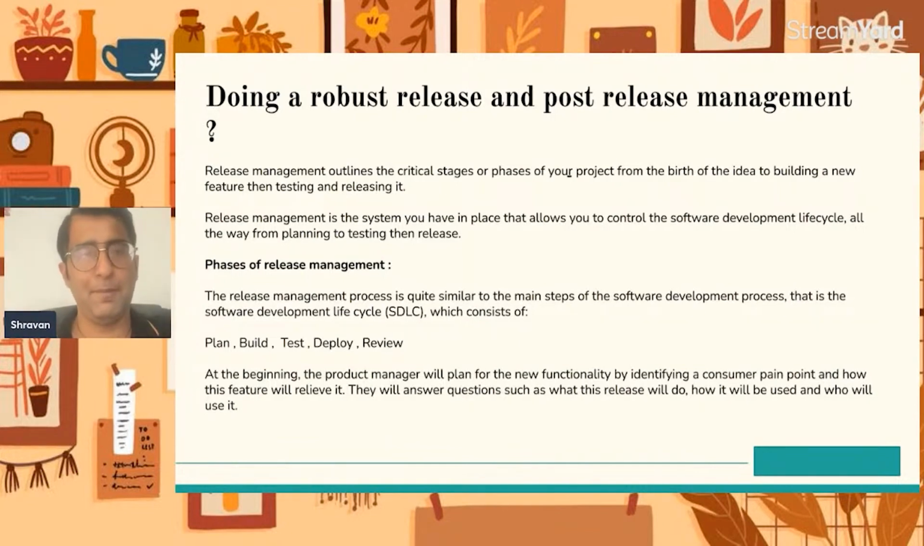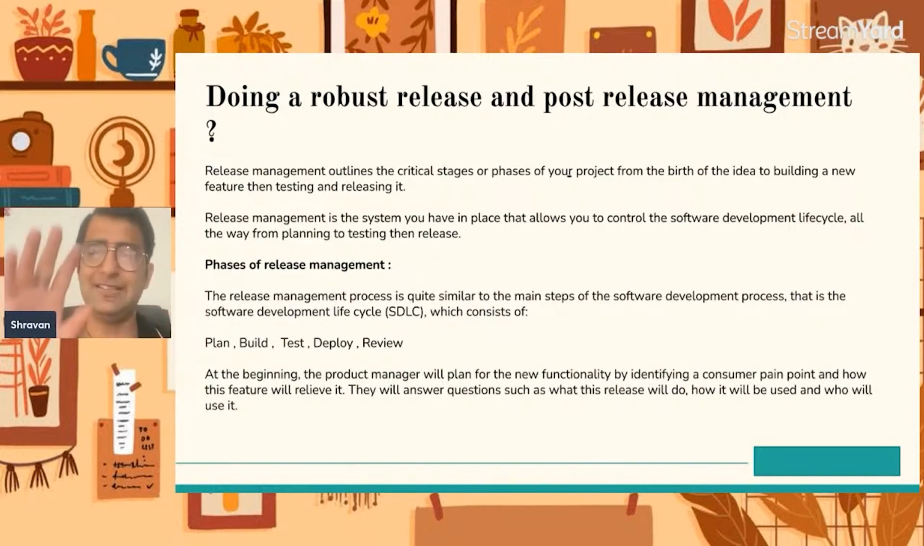There is a list of features that you have selected that will be part of your strategy. Now, as part of your strategy, after the roadmap, most people will move towards a release and a post-release management kind of structure. Okay? Now, release management outlines the critical stages of your release, right?